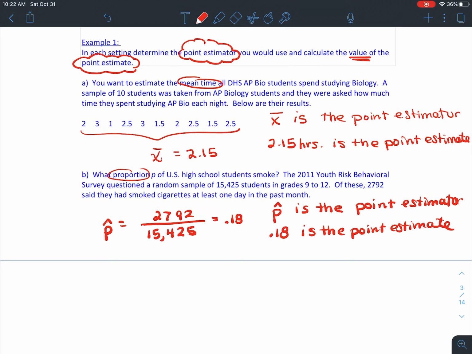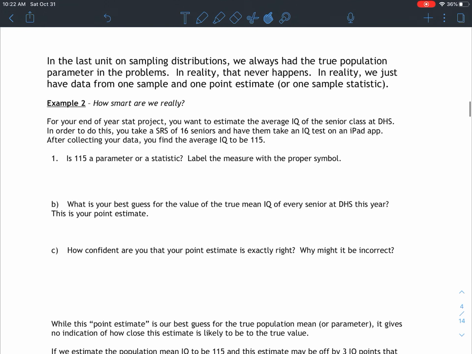All right, let's go ahead and move on here to the next page and see how this is all going to kind of link to what we would call a confidence interval here. Again, in the last section regarding sampling distributions, we always had the true population parameter. They gave that to us in the problems. But in reality, that's just never going to happen. I mean, if you know that value from your population, then why are we even trying to gather a sample? It feels like we must have had access to the entire population in order to get that parameter.